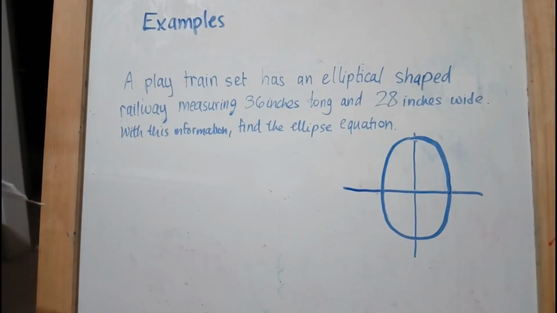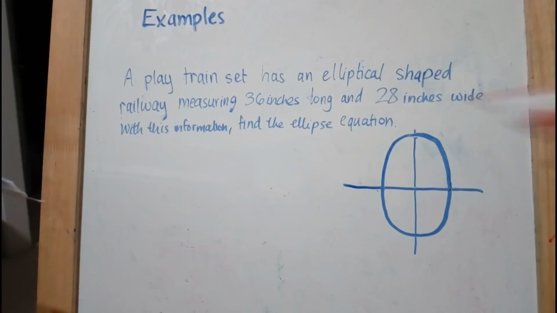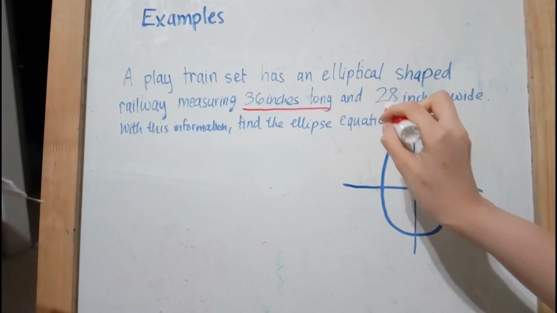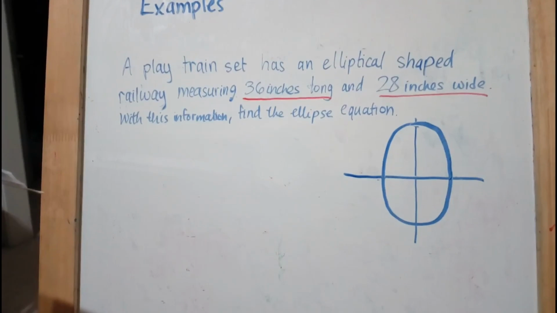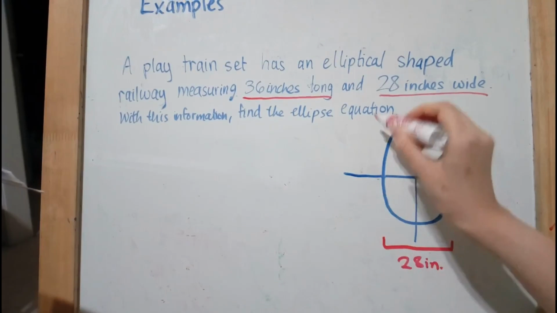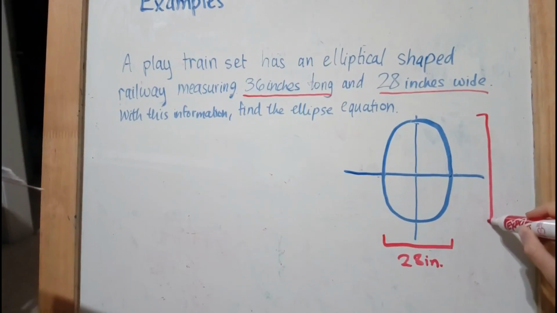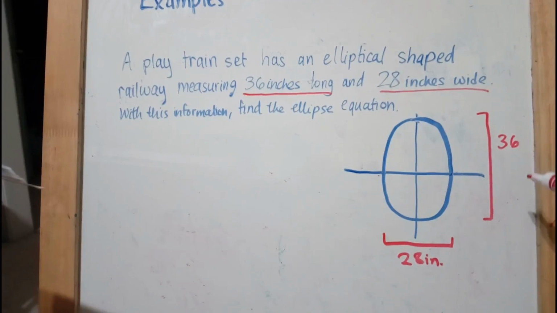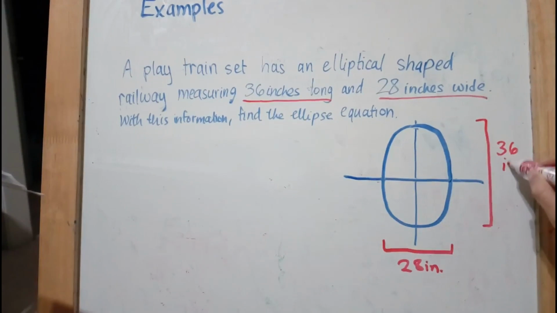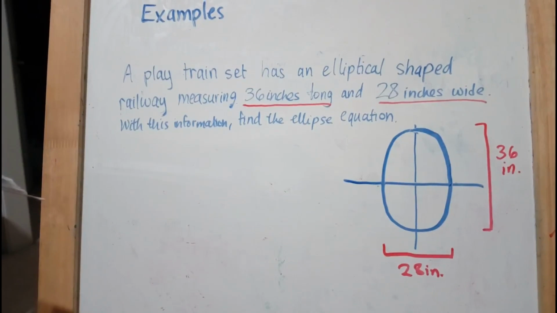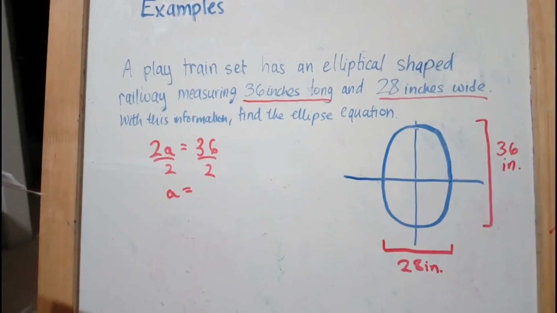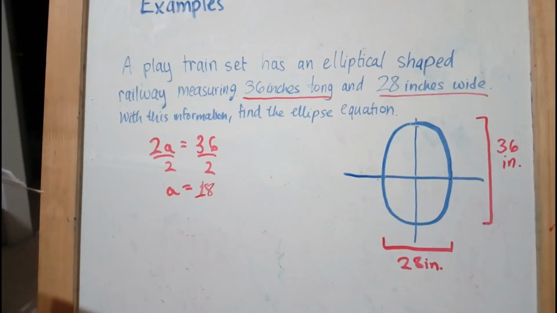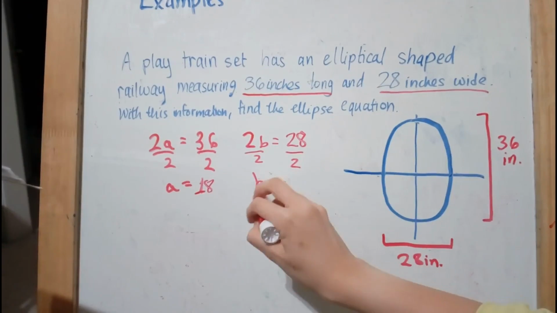Now we have a word problem example. A play train set has an elliptical shaped railway measuring 36 inches long and 28 inches wide. With this information, find the ellipse equation. So we know that 36 inches long will be the major axis since it is larger than 28. And if we draw the measurements on the graph, we can see that 36 inches is on the y-axis. And so we can set 2a to 36 and get a to equal 18. So a squared would have to be 18 squared, which is 324.